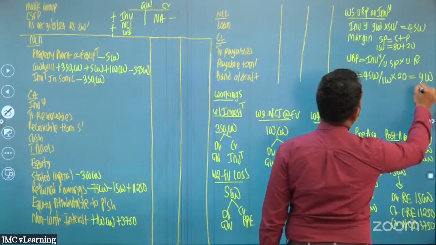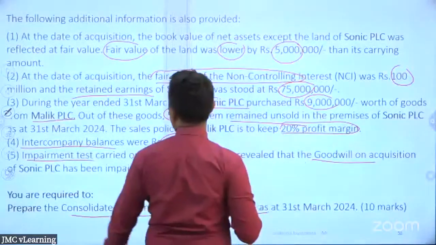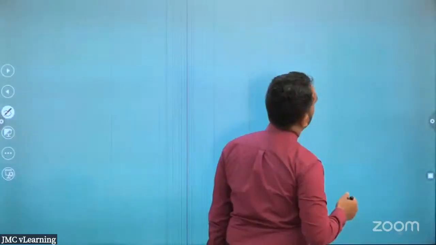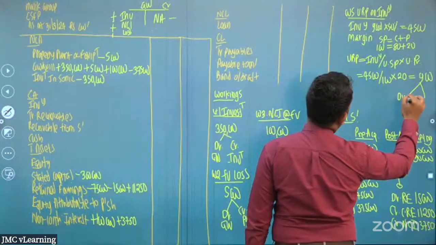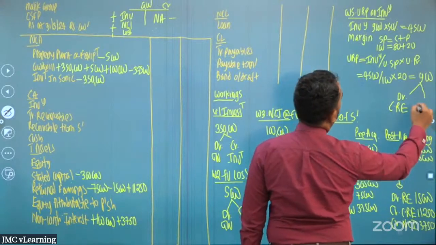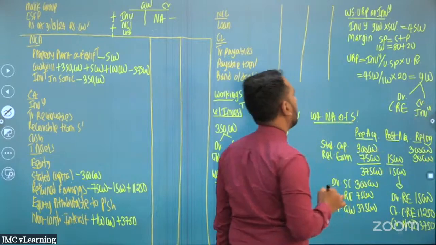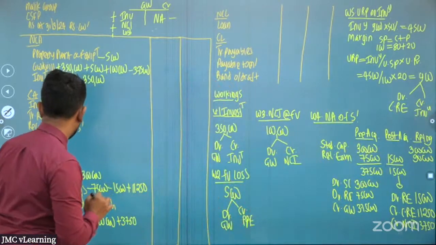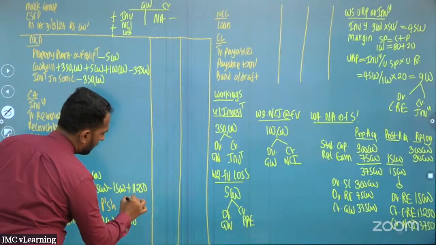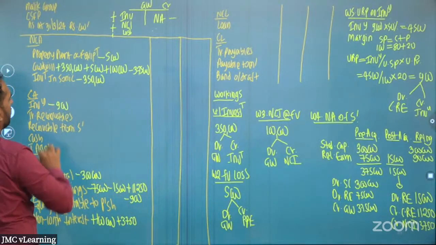Now who's the seller here? In this transaction, seller is Malik. Malik is the parent. So parent's profit means consolidated retained earnings. You have to remove it from the consolidated retained earnings. Who's the buyer? Buyer is subsidiary, so you have to remove it from the inventory. Debited to consolidated retained earnings 900. Credited to inventory 900.